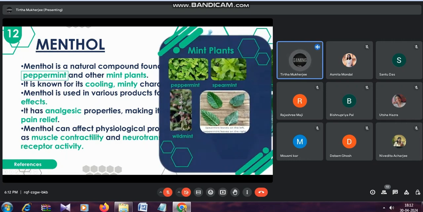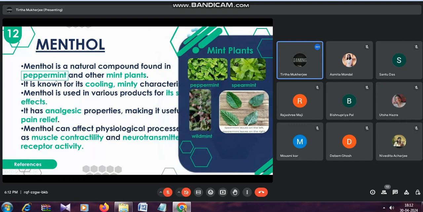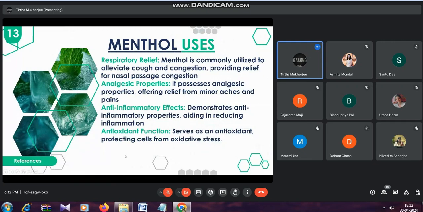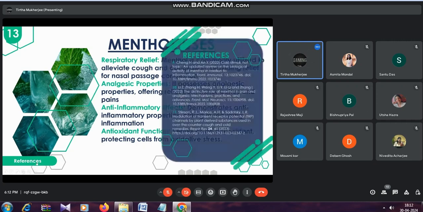So these are the images of some peppermint or mint plants: peppermint, spearmint, wild mints, etc. And these are the references. Now, the next is uses of menthol. Menthol is commonly utilized to alleviate cough and congestion, providing relief for nasal passage congestion. It also has analgesic properties. It alleviates inflammation, and it serves as an antioxidant, protecting cells from oxidative stress. The references.